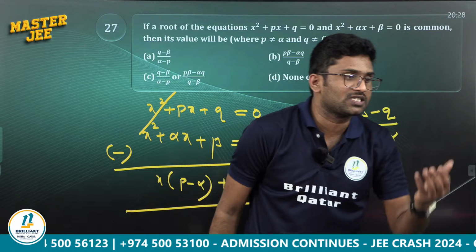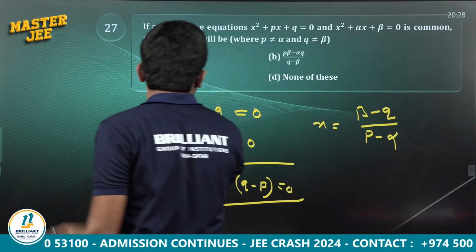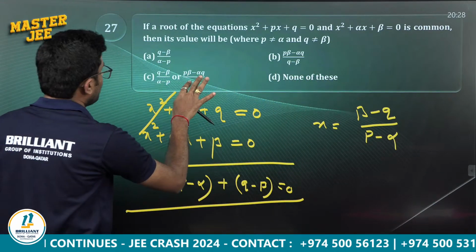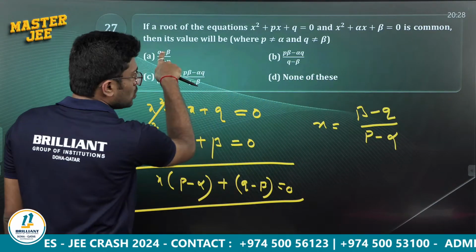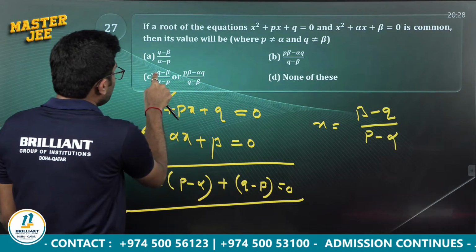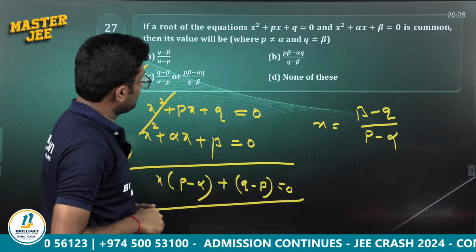How much time does it take? We got the answer, guys. Where is our answer? Beta minus q divided by alpha minus p, which is q minus beta divided by alpha minus p. So option C will be our correct answer.